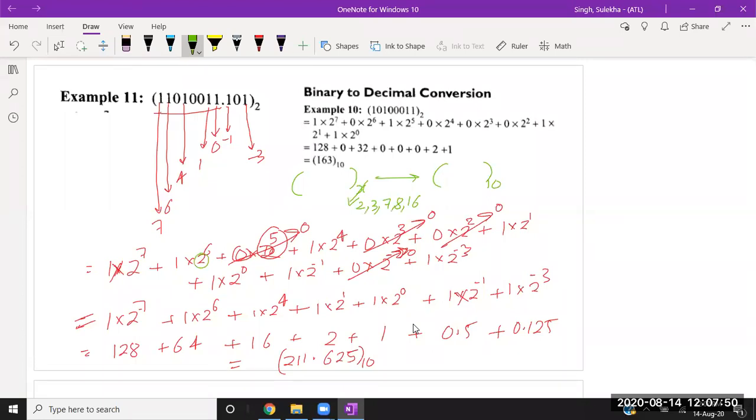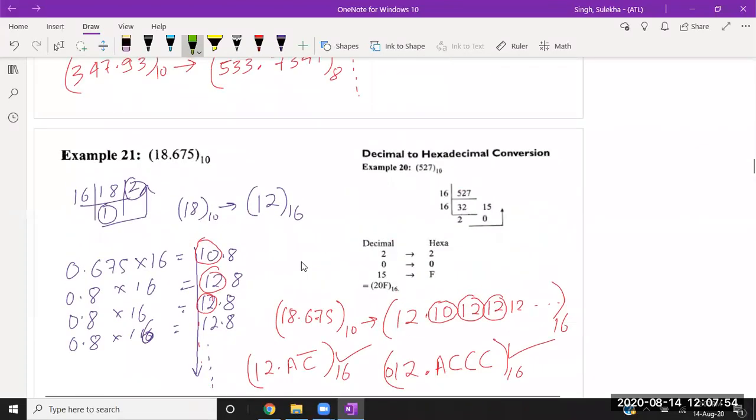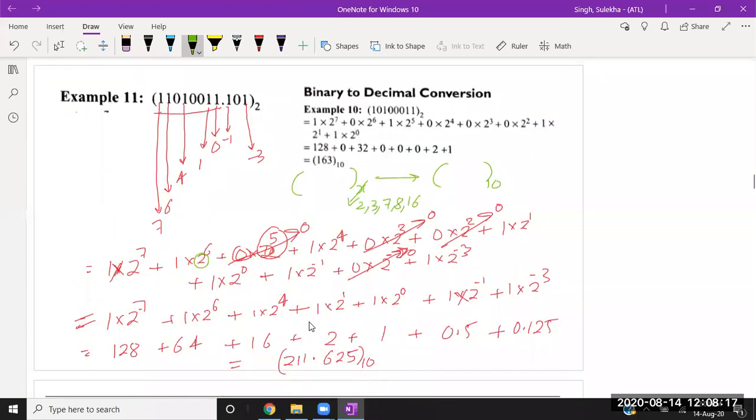With the method you saw previously, you can convert base 10 into any base. If it is an integer, you can convert. If it is a fraction, you can convert. If it is a mixture of integer and fraction, you can convert from base 10 to any base. And in this method, it's opposite. You can convert from any base to base 10.